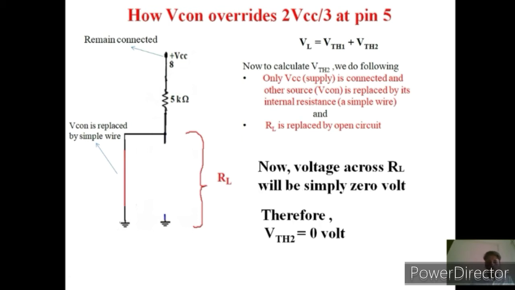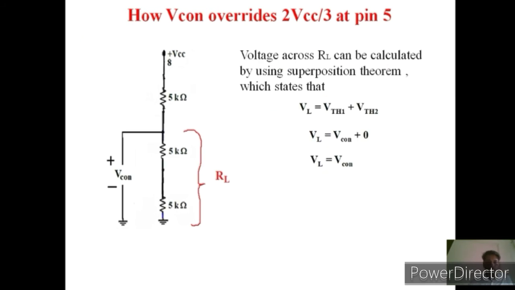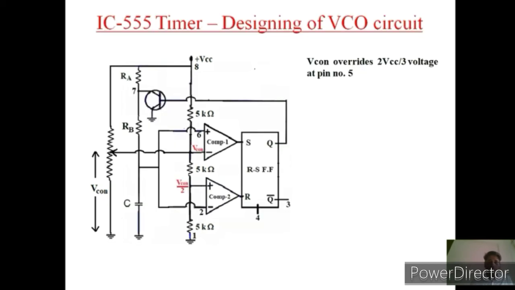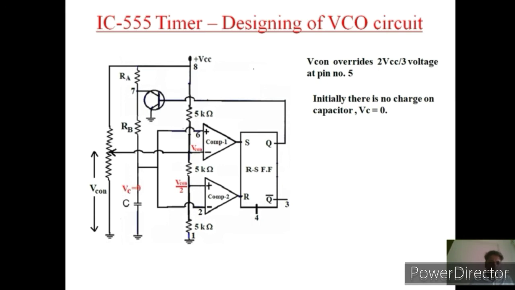So therefore the effective voltage between this point and this point when VCC and V control are connected is equal to VTH1 plus VTH2. VTH1 is V control, VTH2 is 0, so VL, that is the effective voltage between this point and this point, is V control. So this is how V control overrides the 2 VCC by 3 when we connect V control to pin number 5. Let us now try to analyze the operation of this circuit.